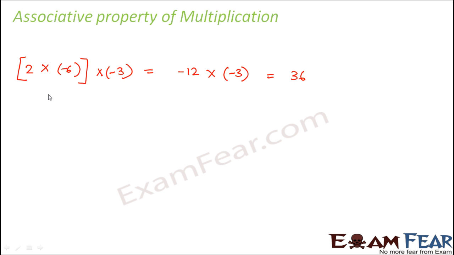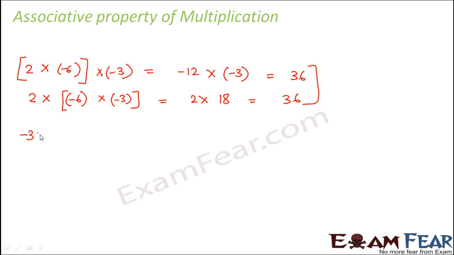Now if we change the order of these three integers, that is we keep 2 first, but then we perform the multiplication of minus 6 and minus 3 first. So we first multiply these two. So 2 into 18 and the result here is also 36. So in both the cases, the result remains the same.